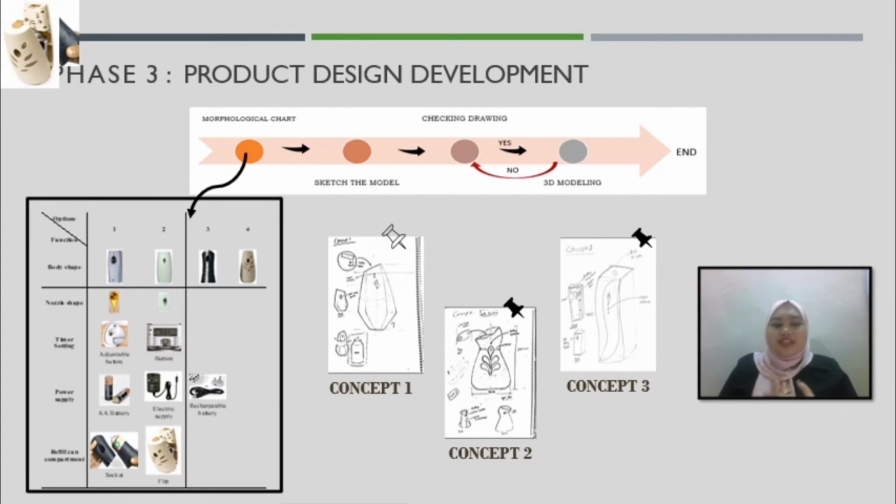Now we enter the phase 3 part, which is the product and design development timeline. First we make a morphological chart, and with this morphological chart we come up with 3 design concepts, which are part of the sketch model. After that, we check the drawing with our supervisor, and if it is approved, we proceed with 3D modeling. That's all for the timeline in phase 3.